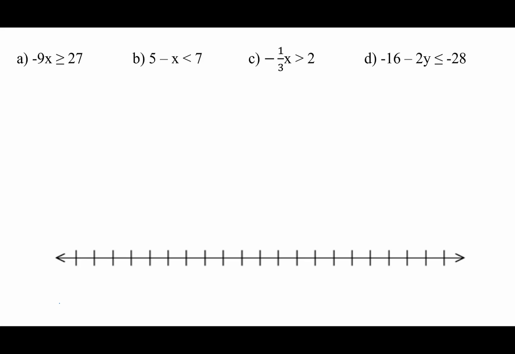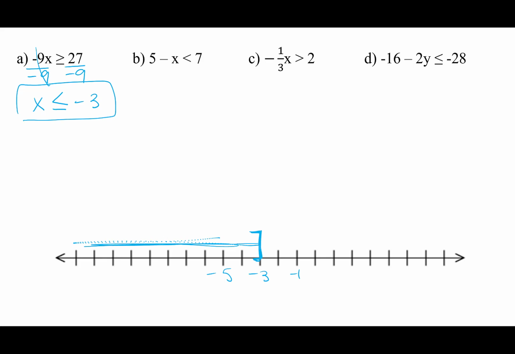Okay, let me show you some examples that you may see on your web assigned homework. Take a look at question A. It's negative 9x is greater than or equal to 27. Divide both sides by negative 9. That is x. And then 27 divided by negative 9 is negative 3. Because we divided by a negative 9, the inequality sign switches direction. That's part 1 of your answer. Part 2 of your answer is to graph on the number line. This is a less than or equal to, so this will be a bracket on negative 3, and we'll shade everything smaller than negative 3, which is to the left.